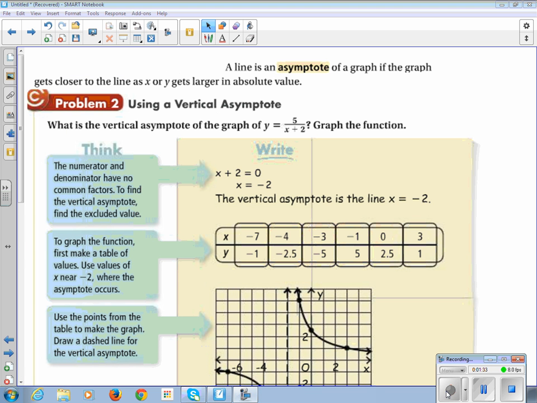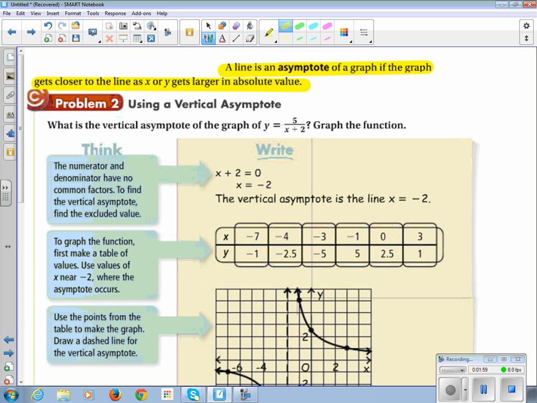All right, so we're going to use our excluded values to help us graph. A line is an asymptote of a graph if the graph gets closer to the line as x or y gets larger in absolute value. Okay, so let's see what that looks like.